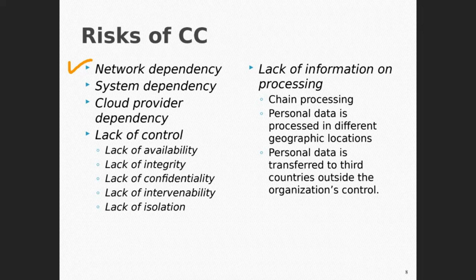Also, system dependency, same with the system. If the system has any problem or any bug, then there will be a problem with it. Also, the cloud provider. So let's talk about any of these: network, system, or cloud provider. If there is any problem there, if any bugs or errors occurred in these three, network, system, or cloud, then there will be a problem accessing the resources.